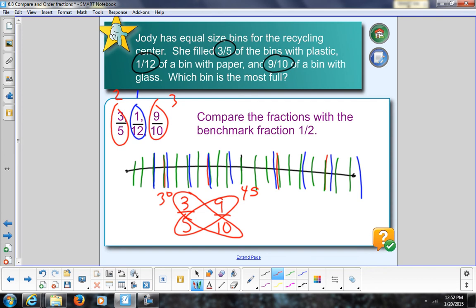You can only use the butterfly method with 2 numbers. So you need to eliminate one right off the bat. And you can do that if you know your halfway point. Like, I know that half of 5 is like 2.5. Half of 12 is 6. And half of 10 is 5. Okay, so I can make a number line to be able to reflect that.